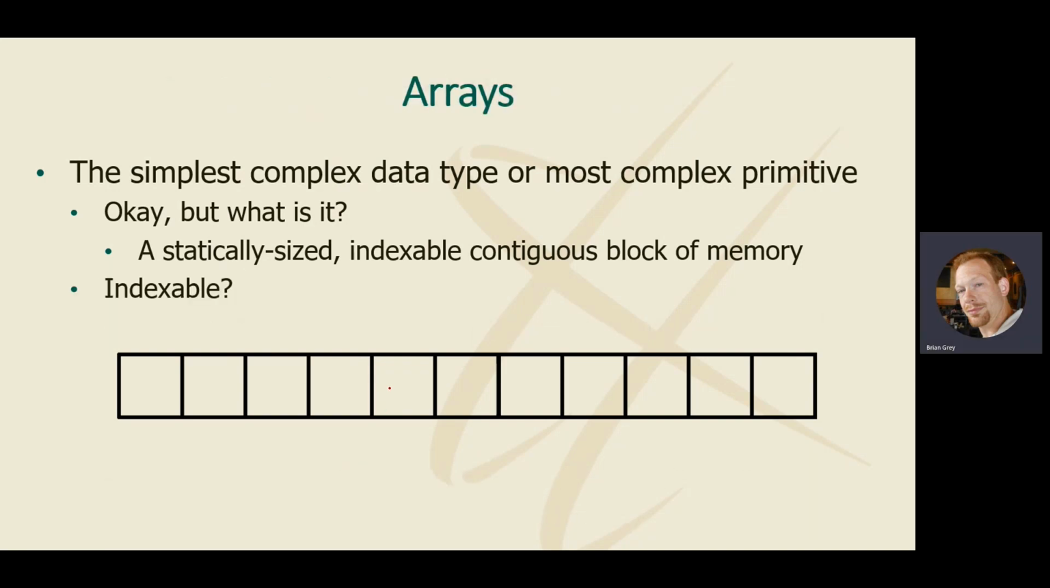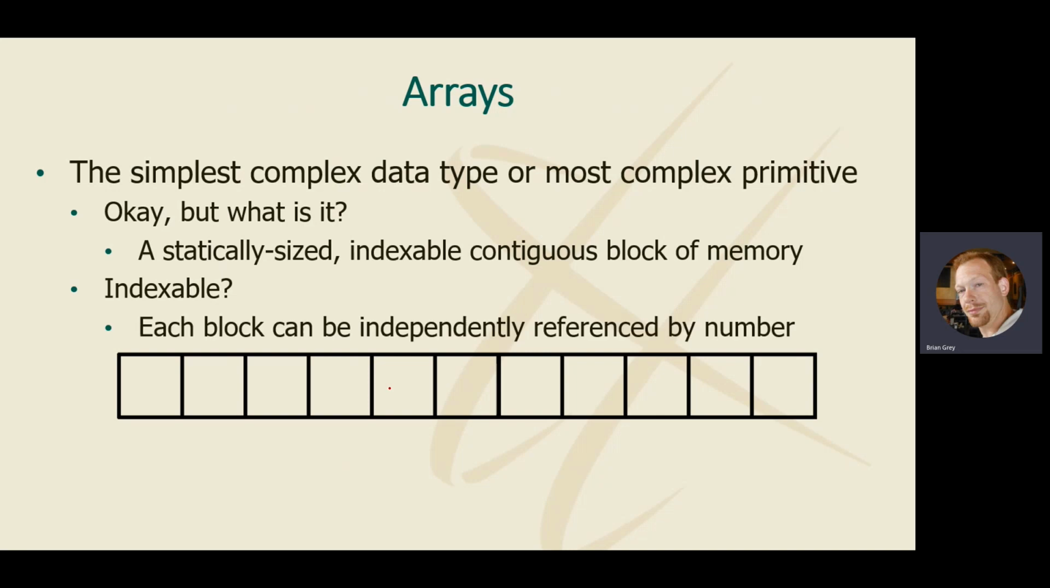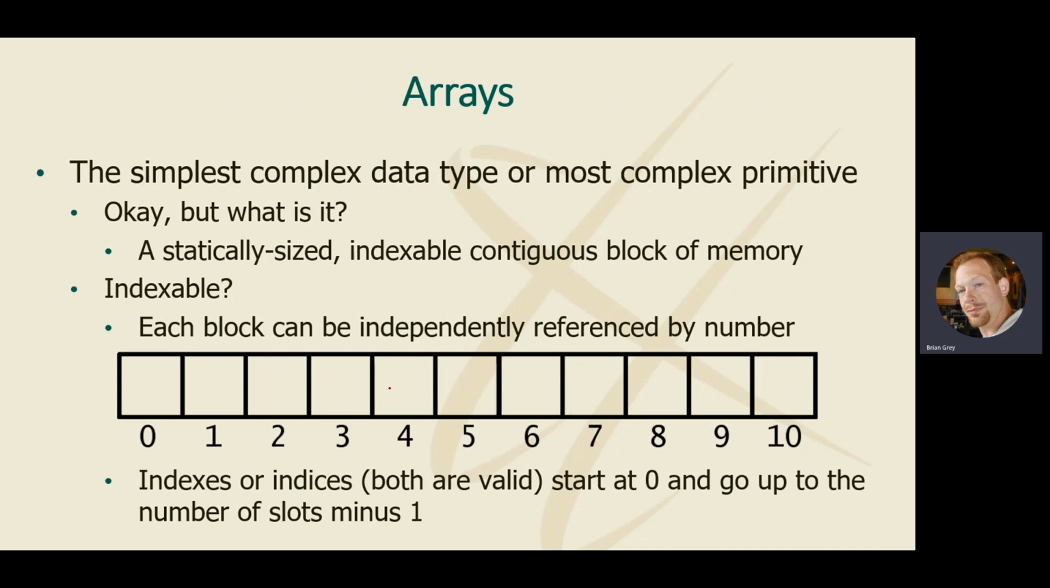And then we have indexable. Indexable means that we can refer to a slot independently and numerically. Numbers start at 0 and go up to the number of slots minus 1. So this array has 11 slots. That means its indexes or indices, and both terms are valid, and I will switch between them because I do, and I don't know why, are 0 to 10, summing to 11 slots.